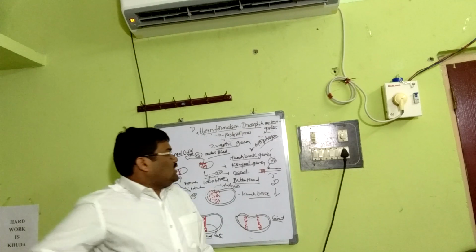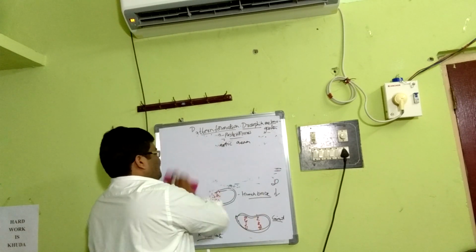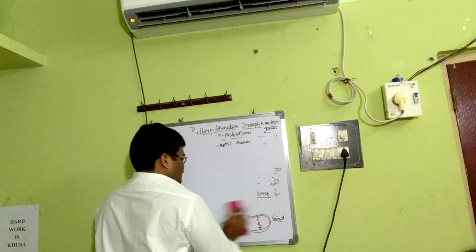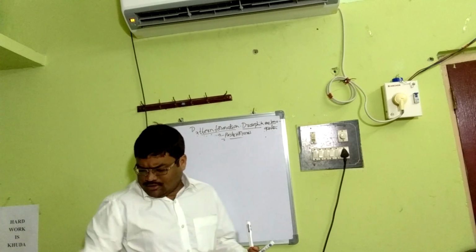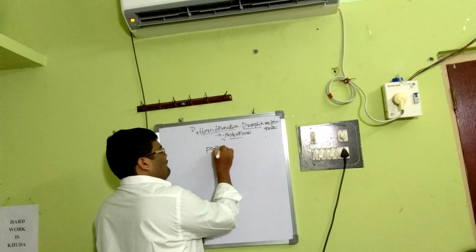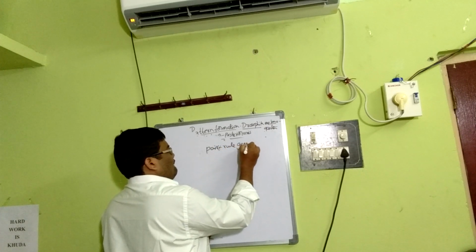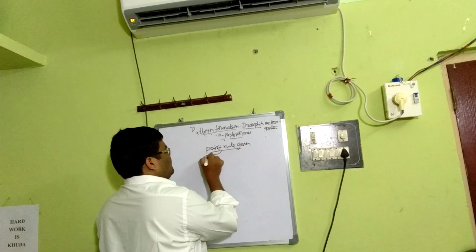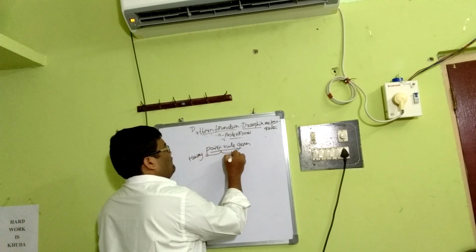The second most important group of zygotic genes here are the pair-rule genes. Say, for example, hairy genes and paired genes.